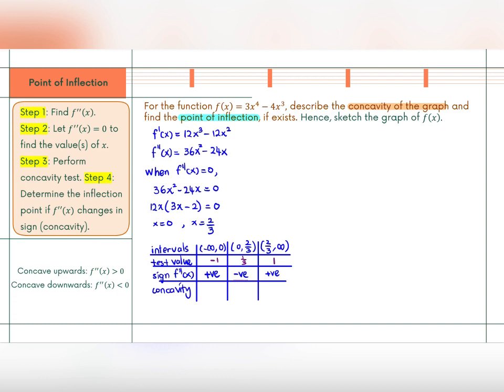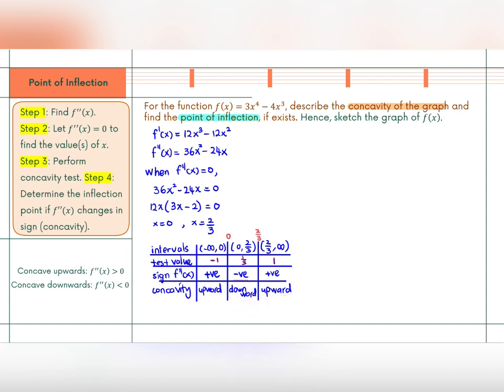So, what is related to concavity? If positive, it will be concave upward. If negative, it will be concave downward. And the positive earlier is upward. Okay, so we can see there are changes of concavity there. At 0, it changes from upward to downward. And at 2/3, it changes from downward to upward.